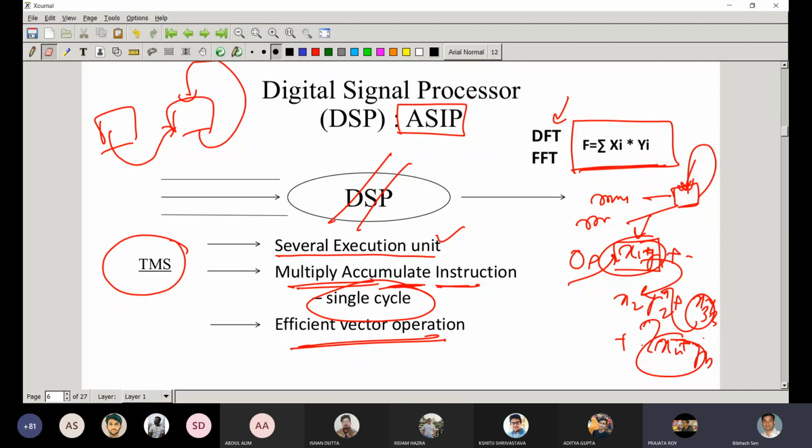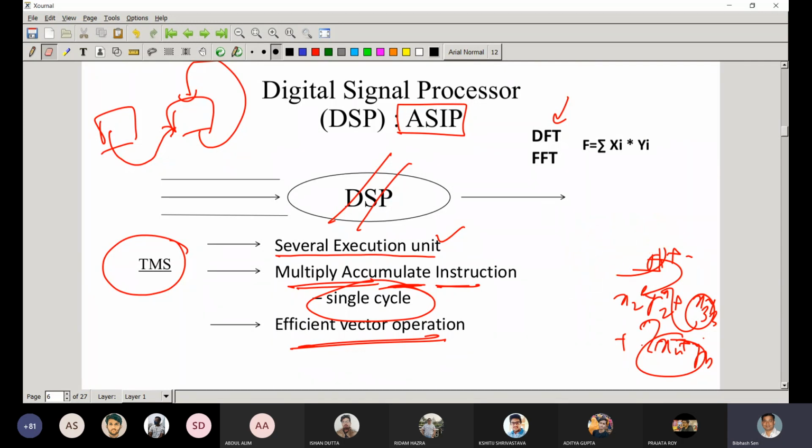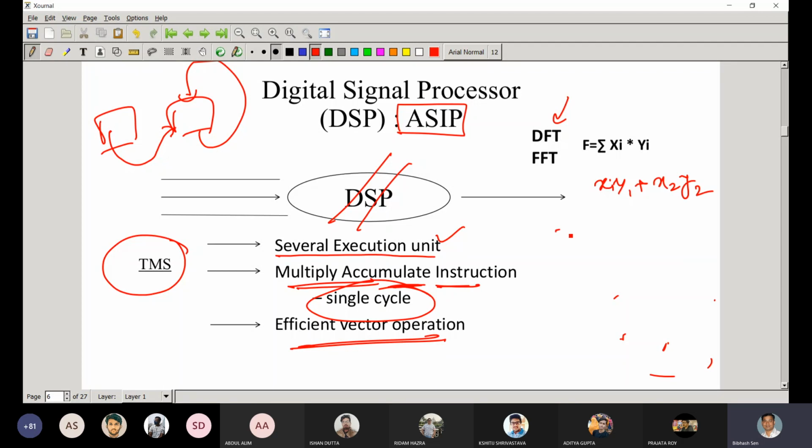Here I am telling that in most of the Fourier transforms you will find such a type of function. Are you getting my point? Here you have to multiply and add with the previous one. Multiply and add with the previous one. You get this type of equation. If I express this equation, it looks like this: x1 y1 plus x2 y2 plus x3 y3, and finally xn yn. Are you getting my point?